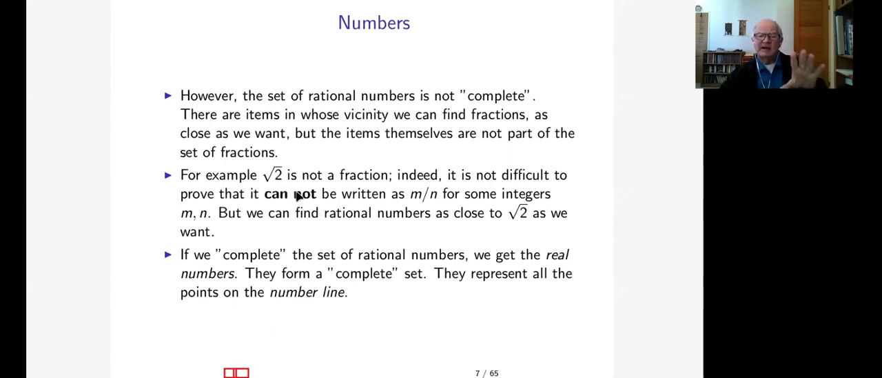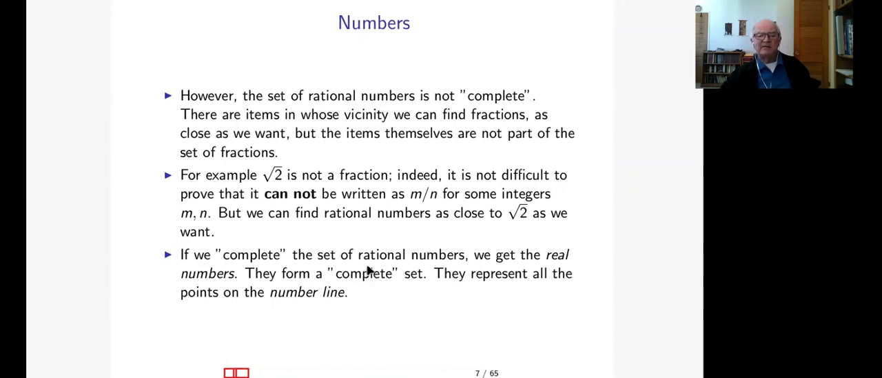I had this in another lecture. I won't prove anything. I'm just saying the square root of 2 is not a fraction. It's not too difficult to show that, but we won't bother with it now. Just believe me that it's not a fraction. And yet, I can find fractions as close to it as I want. So in that sense, the set of fractions is dense, but not complete.